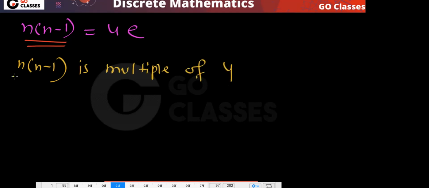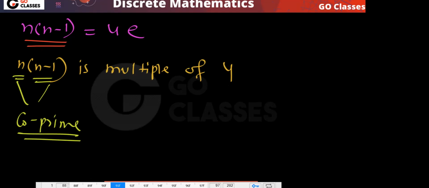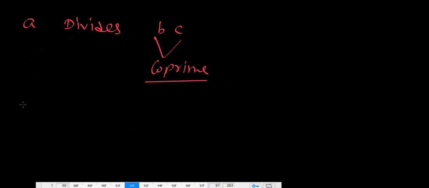And you can notice N and N minus 1 are always co-prime. So we have this theorem: if A divides BC, where B and C are co-prime, then A divides B or C.